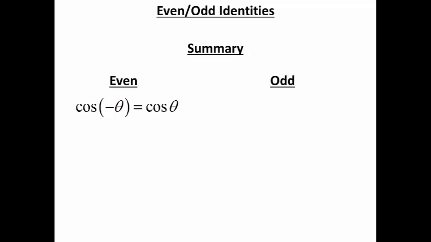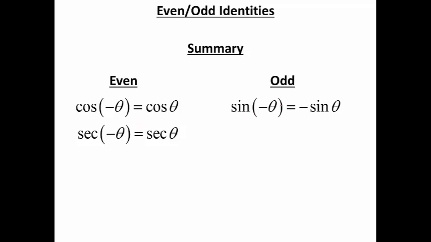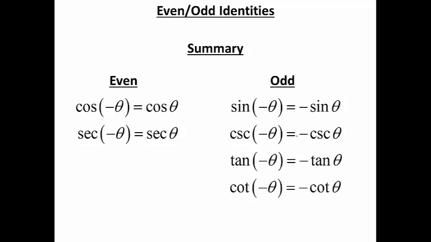Now, I'm not going to go through the proof of why the other three are true, but if cosine's even, secant is also going to be even. Sine is going to be an odd function. In other words, if I see a negative inside a sine function, feel free to take that negative and pull it to the outside, because sine is an odd function. Cosecant would have to be odd since sine is odd. And of course, tangent and cotangent would be odd as well. We saw why tangent was odd. Cotangent, if I take an odd function and flip it upside down, it's still an odd function.